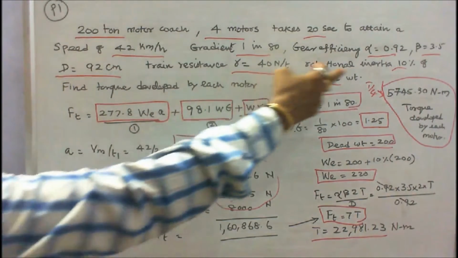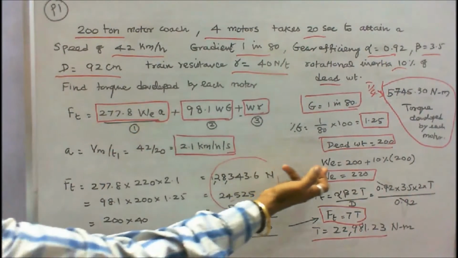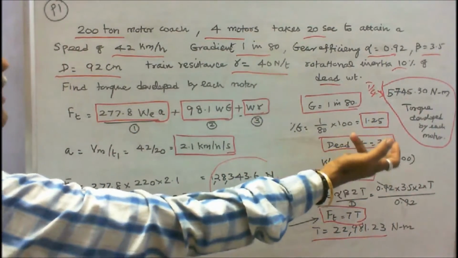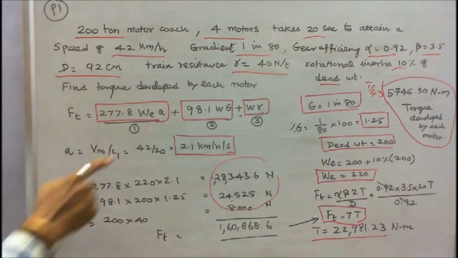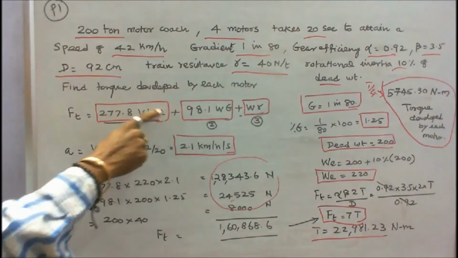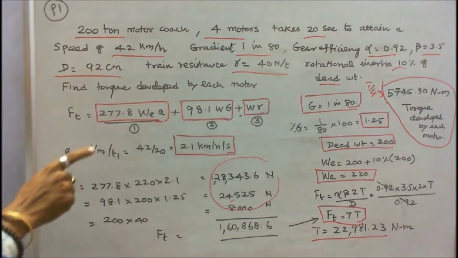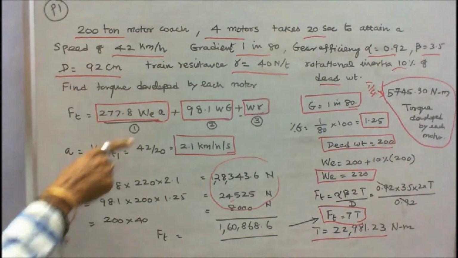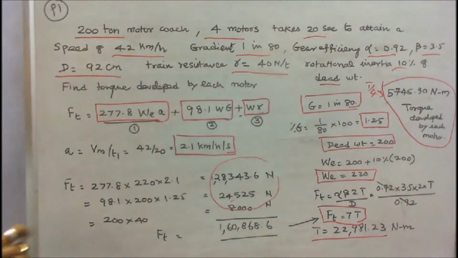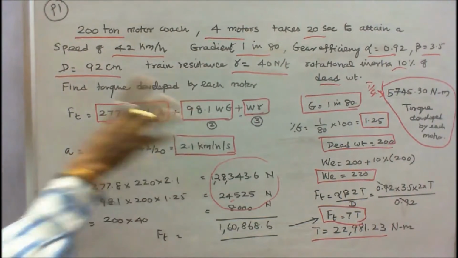Here the rotational inertia is 10% of the dead weight. Therefore W suffix E is equal to 200 plus 10% of 200, that is 220. The next step is to find A, the acceleration. Vm is given, that is 42 km per hour, and time t1 is given, that is 20 seconds. Therefore 42 by 20 is equal to 2.1 km per hour per second.